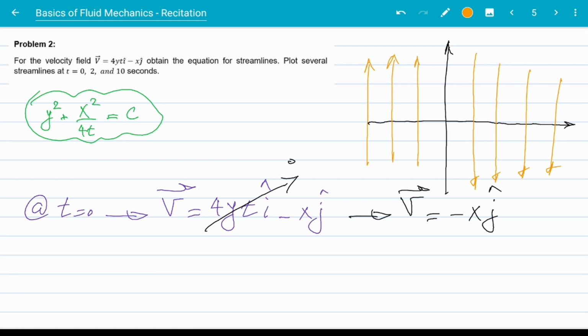So on the right-hand side of the x-axis, where the values for x are positive, the streamlines are in the negative y direction. On the left-hand side of the x-axis, where the values of x are negative, the direction of the streamlines will be in the positive y direction.